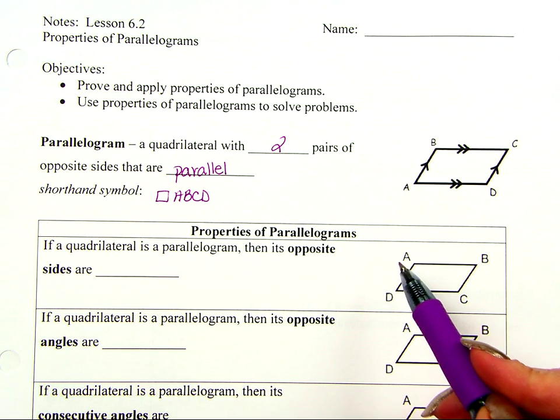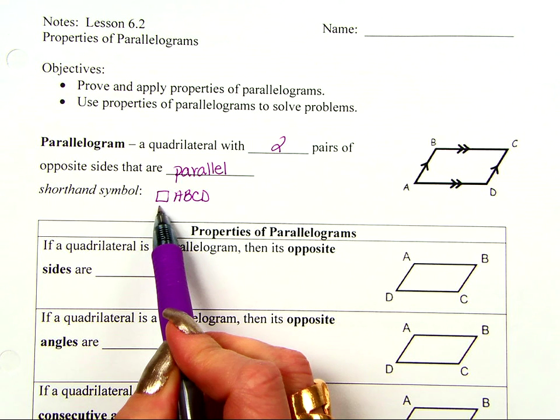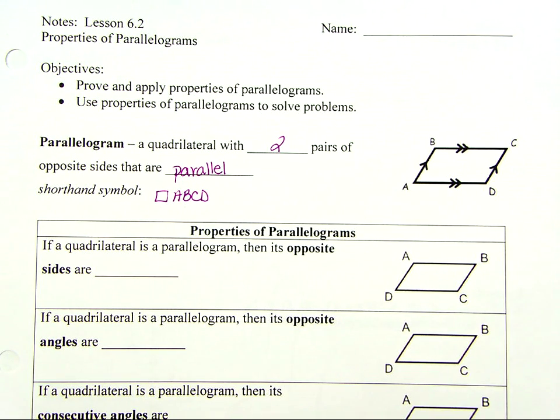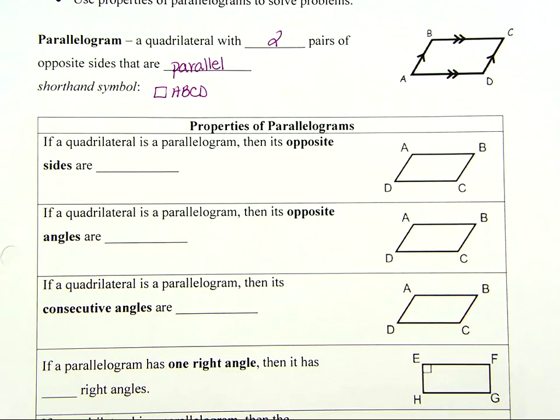The shorthand symbol for a parallelogram, sometimes you might see this symbol followed by, if I were naming this, it would be parallelogram ABCD. So let's talk about some of the properties of a parallelogram.